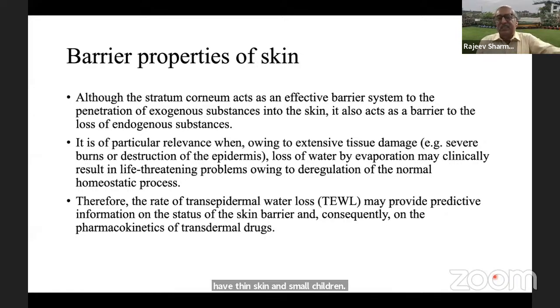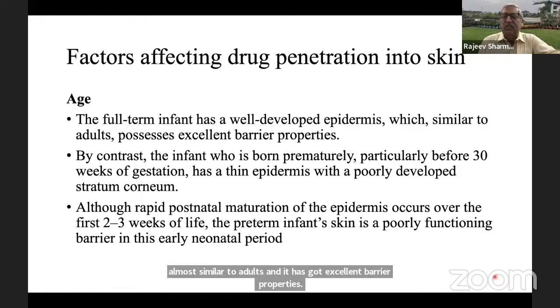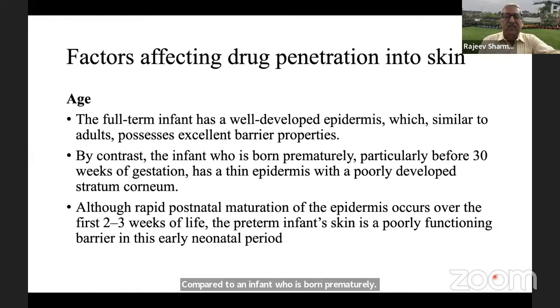The other important thing is transepidermal water loss. If you have a lot of transepidermal water loss, the skin becomes dry, and hence the permeation of the drug through the skin may be altered. When a child is born at term, the epidermis is almost similar to adults and has excellent barrier properties, compared to an infant born prematurely. Especially when born before the 30th week of gestation, the stratum corneum is thin and poorly developed, and overall the epidermis seems thin on histology. But postnatal maturation occurs very fast, and within the next 2 to 3 weeks of life the skin of a neonate functions as well as that of a full-term infant. So we have to take precautions in the first few weeks in a child born before 30 weeks of gestation.